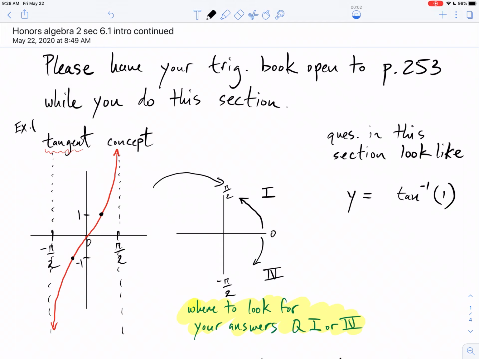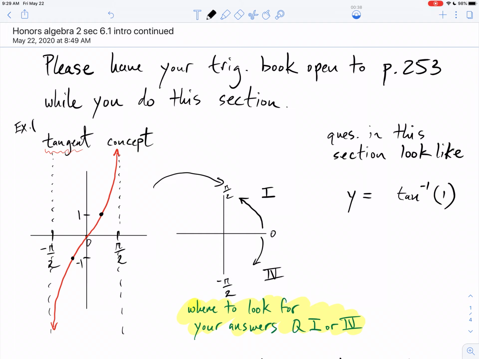Alrighty guys, let's continue with this inverse trig stuff. As you can see at the top, it says please have your trig book open to page 253, and that's because I want you to get used to where to look to find the correct answer. In my last video I tried to give you a big overview of all the concepts behind inverse functions, because you'll find stuff in the AP Calc packet about inverse, and I wanted to remind you we did a lot of work with it.